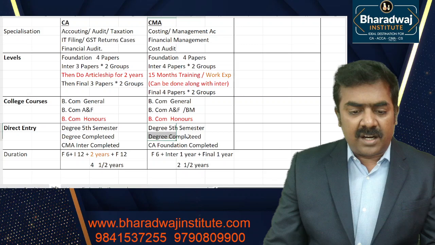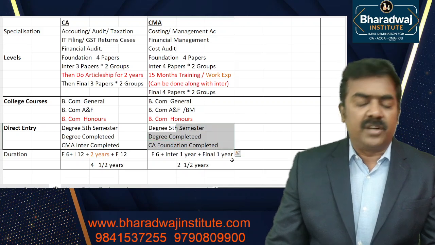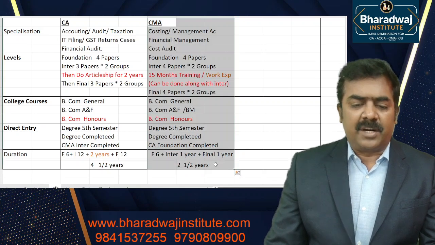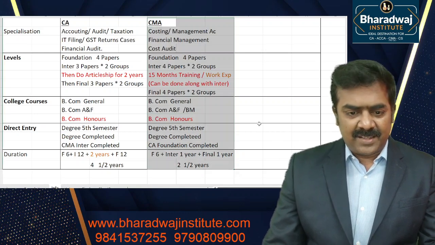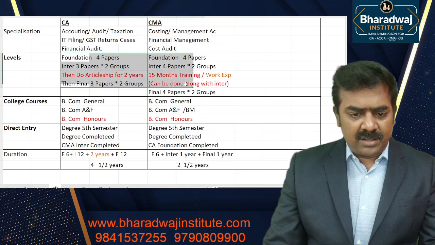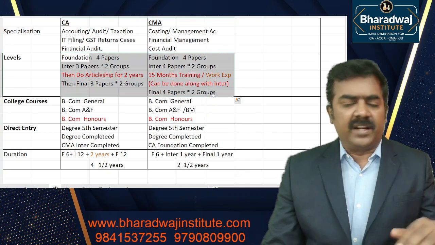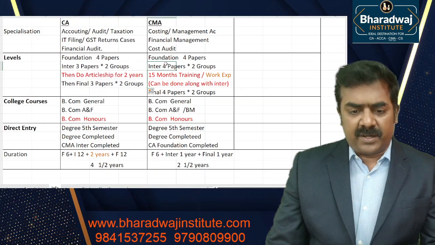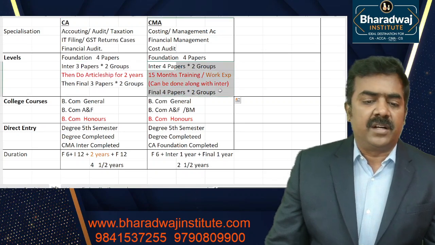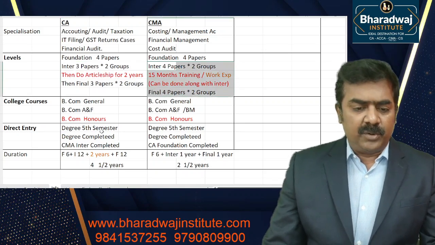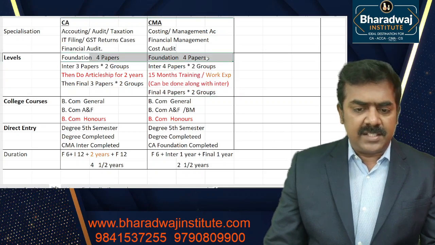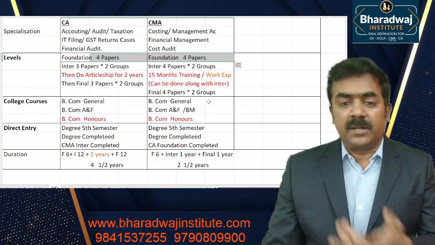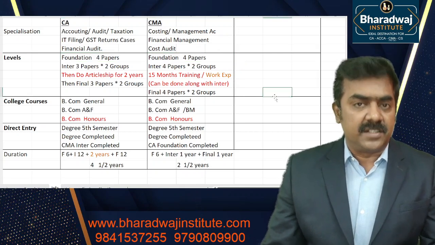Okay, sir. What if I start after my degree? You have to do your inter and final. It takes 2 years of time to complete. That is about which course? Cost and management accountancy course. So the levels are foundation, inter, final, and the number of papers will be different at your intermediate and final level. If you look at the foundation level, CA and CMA have similar papers. The questioning pattern is different, but similar papers are there in CA and CMA.